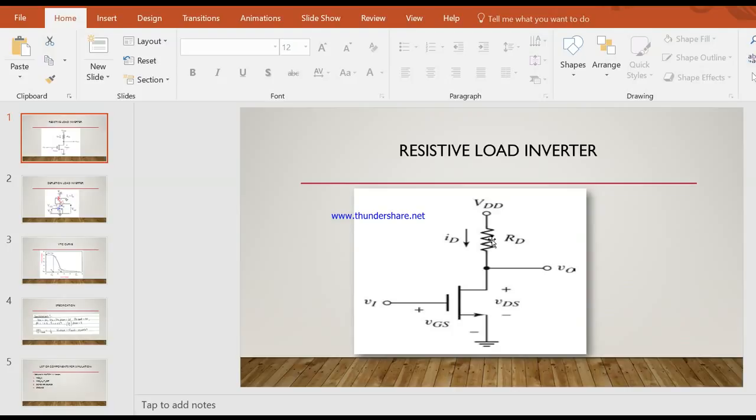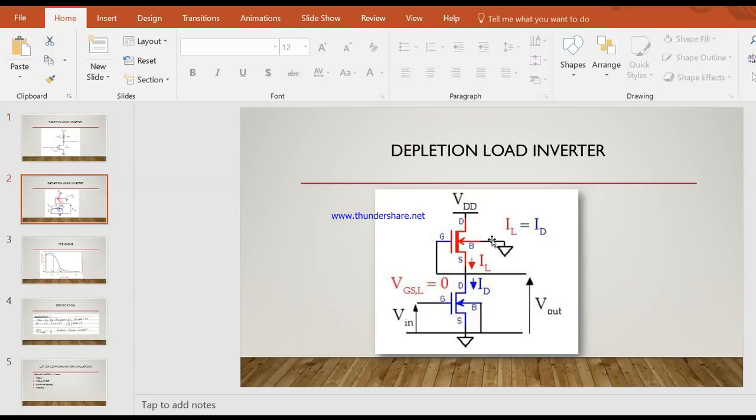So therefore we move towards the depletion load inverter, because MOSFETs are easy to manufacture on a silicon chip. Here we have an enhancement MOSFET which is the driver and a depletion MOSFET which is the load, and this is the circuit diagram of the depletion load inverter.